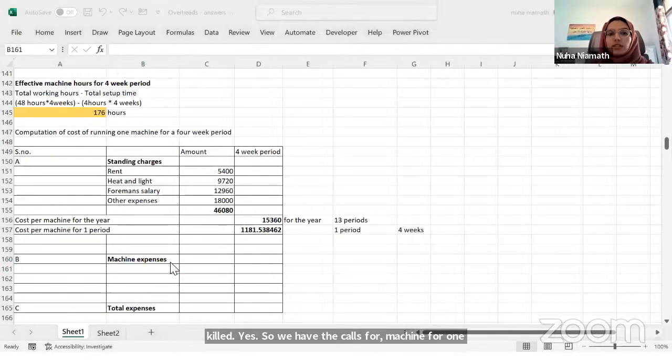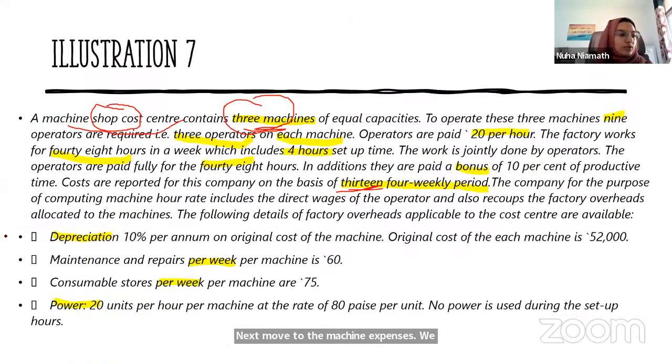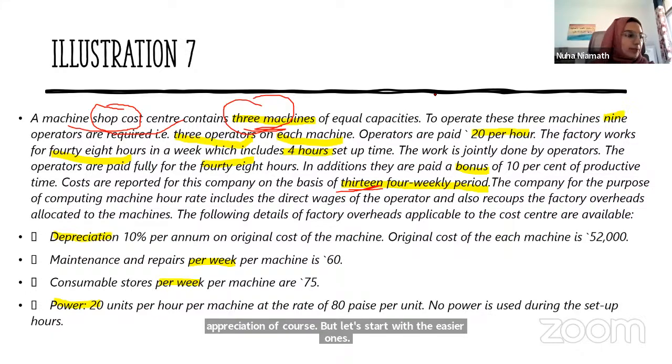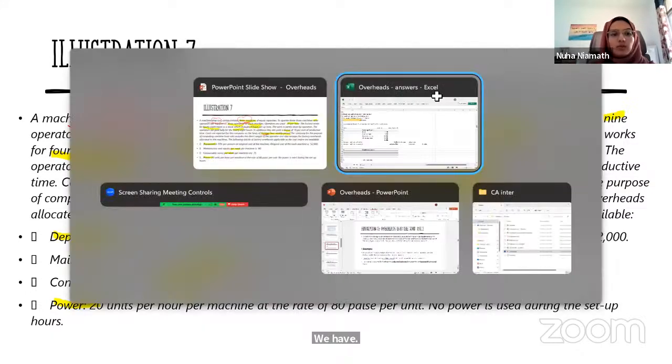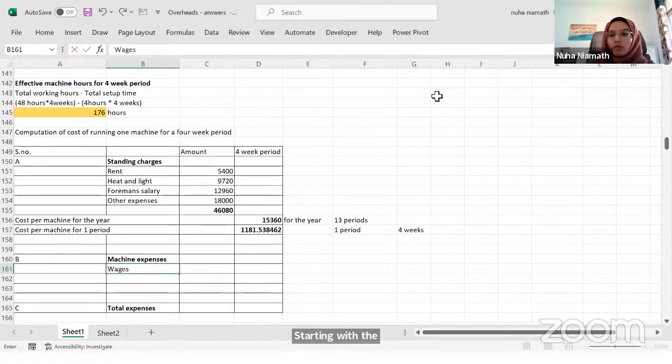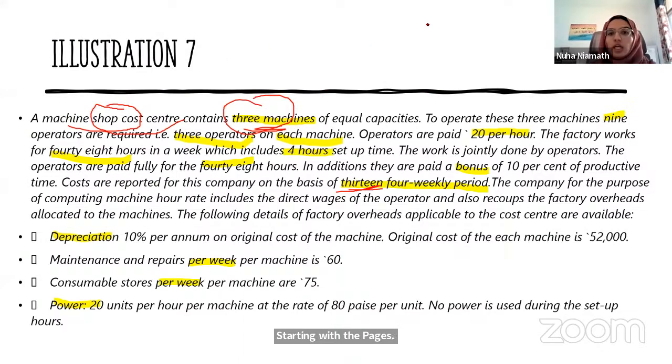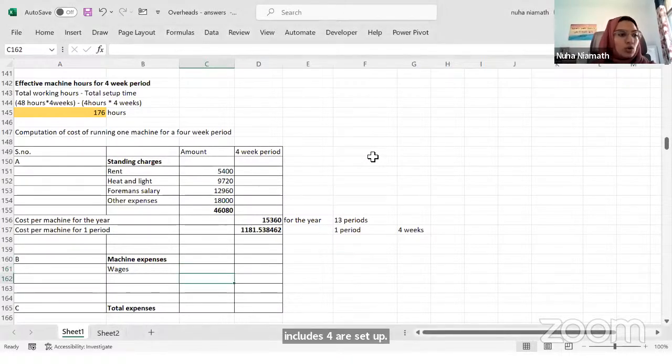Let's move to the machine expenses now. So we have depreciation, of course, but let's start with the easier ones. We have wages, right? Let's start with the first one, which is wages. Now wages, again, it is telling that we need 3 operators for each machine, and each operator is paid 20 per hour. And the factory works for 48 hours in a week, which includes 4 hours setup time. So we can directly calculate how much is the total cost for the 4 weeks.